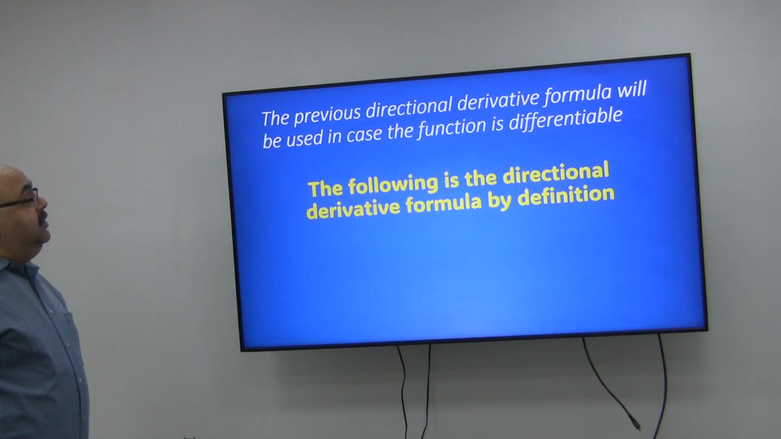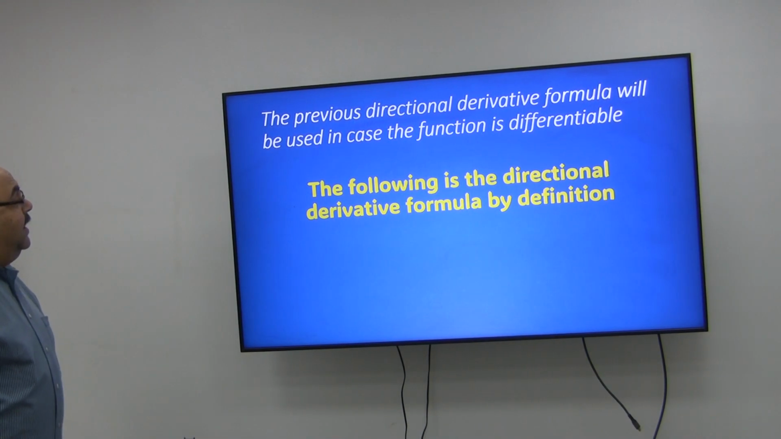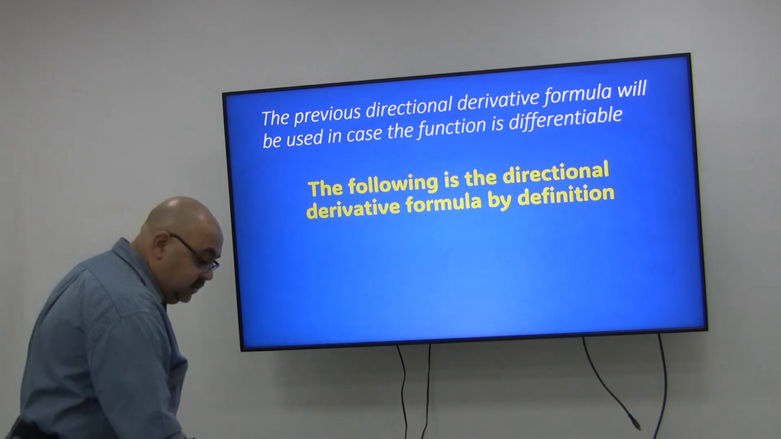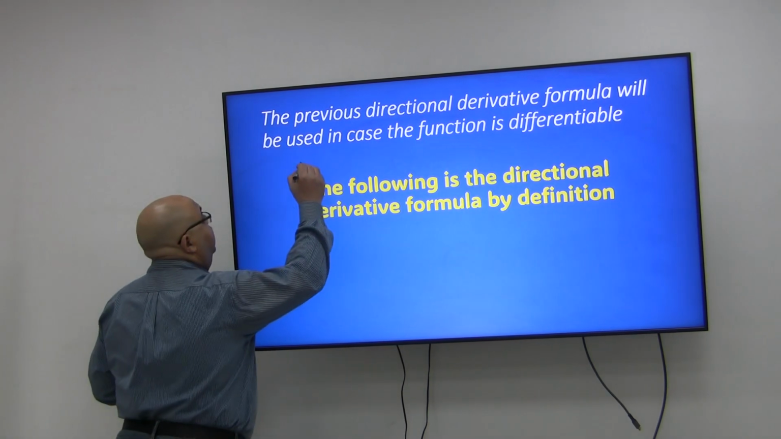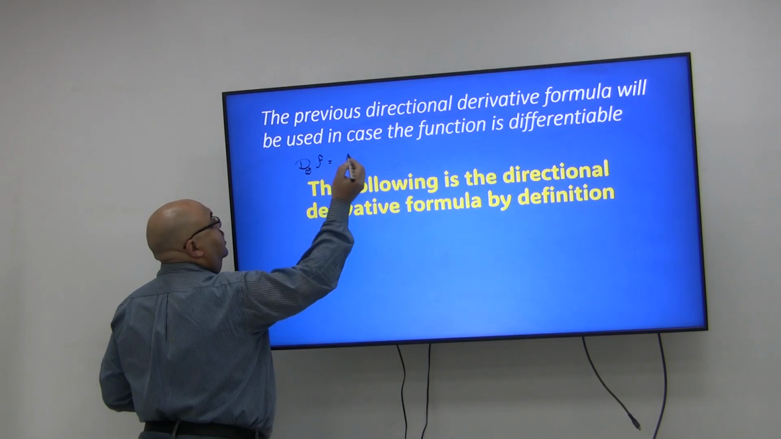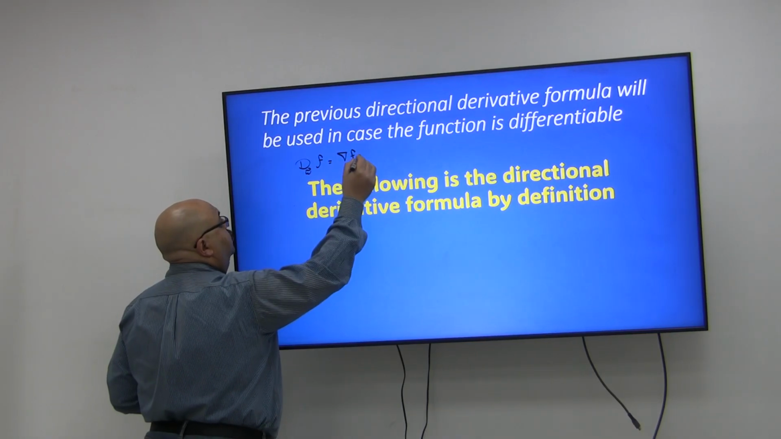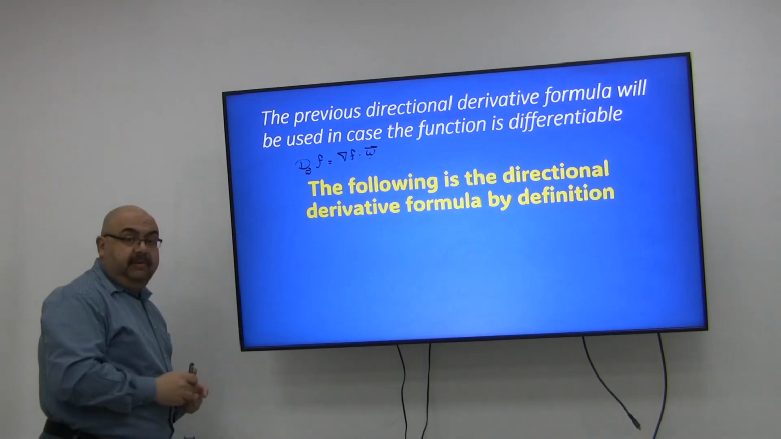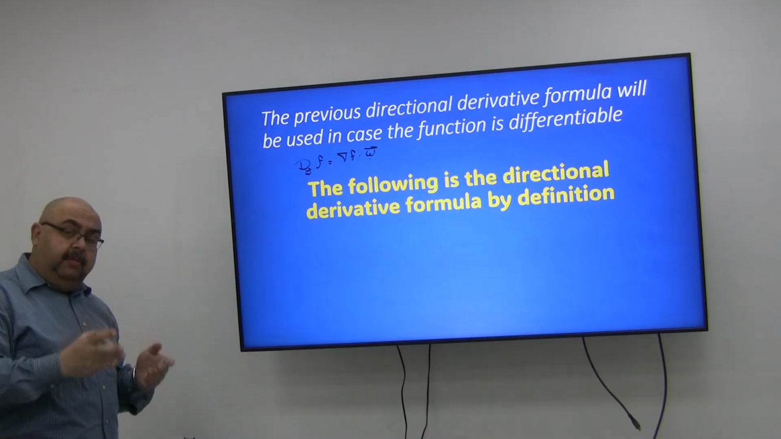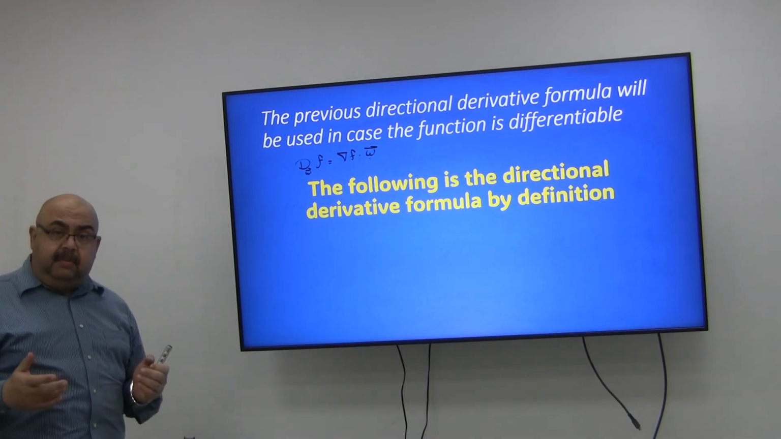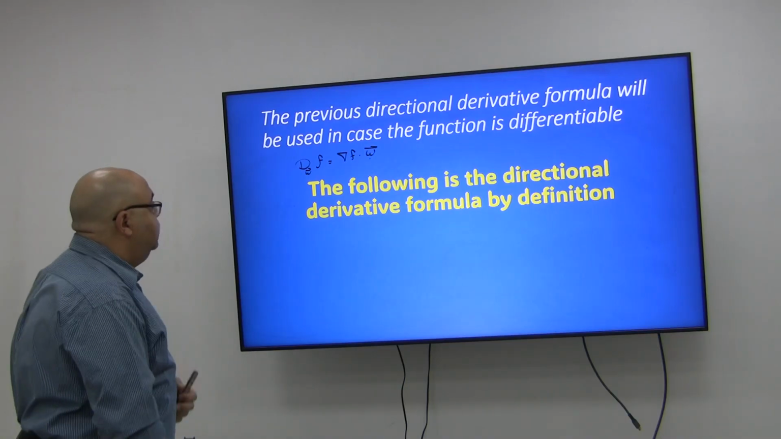The previous directional derivative formula will be used in the case of a differentiable function. I can use the previous relation, which is once more: the directional derivative of f in a certain direction is simply the gradient vector of f dotted with w, and this is a unit vector. You will be able to do this once your function is differentiable and you can get the partial derivatives, of course.